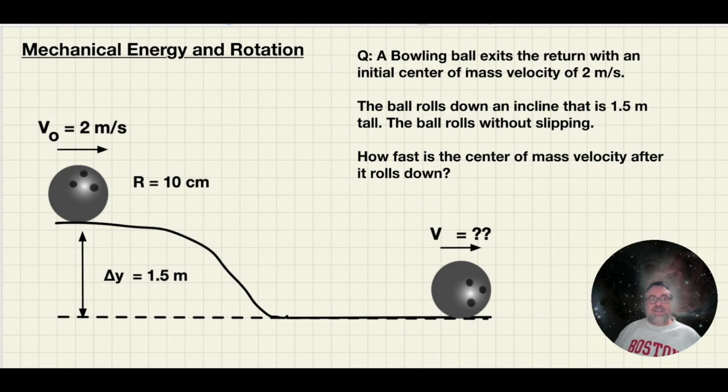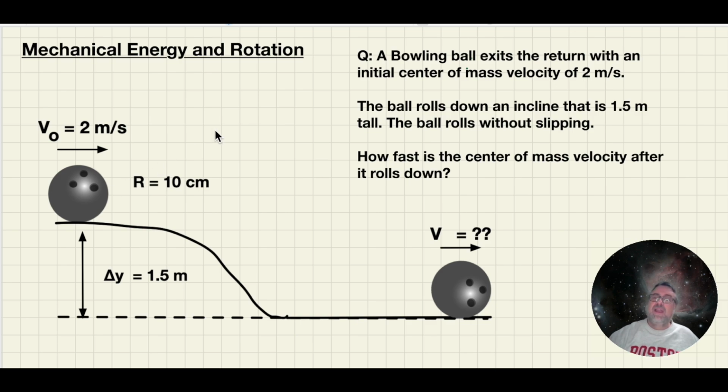Hello, students. Today we're going to look at how rotation affects our mechanical energy calculations. So here, a bowling ball exits the return with an initial center of mass velocity of 2 meters per second. The ball rolls down an incline that is 1.5 meters tall. The ball rolls without slipping. How fast is the center of mass velocity after it rolls down the hill?